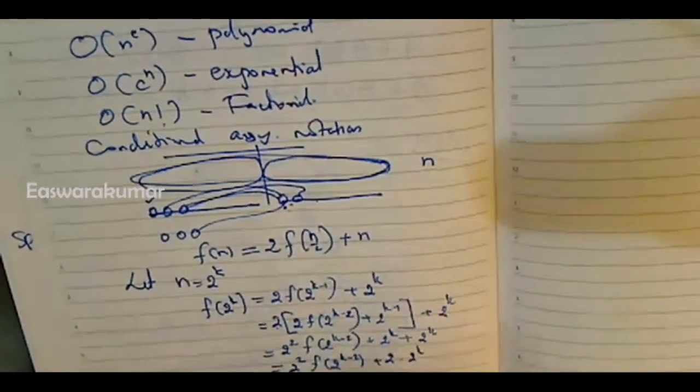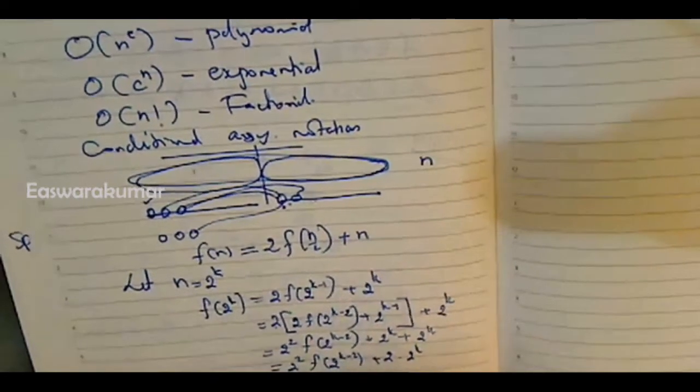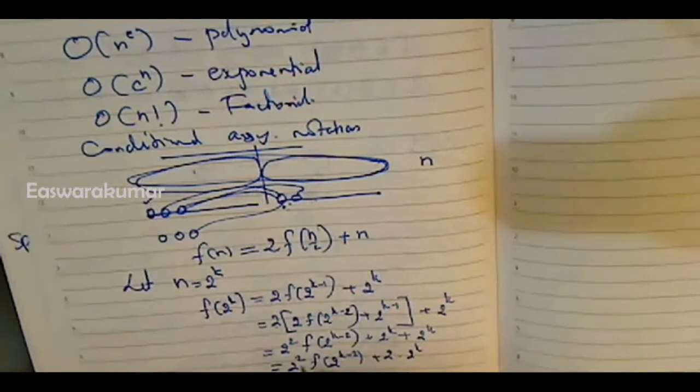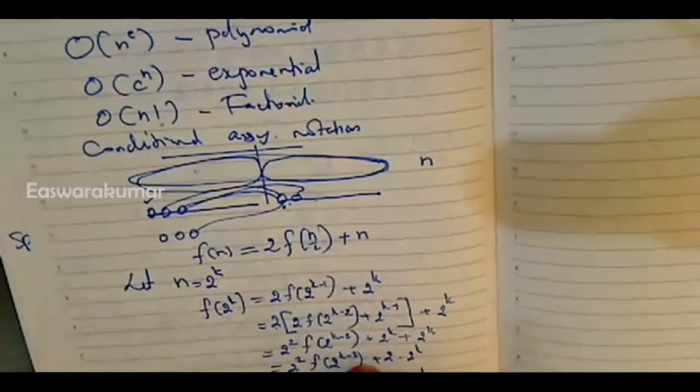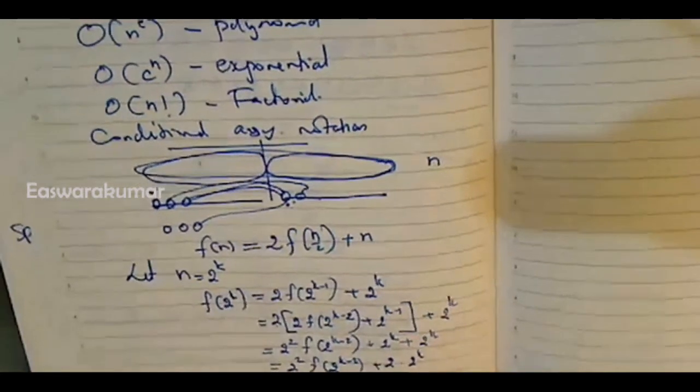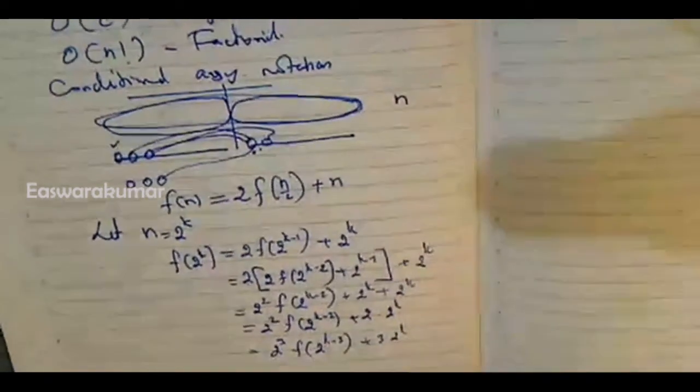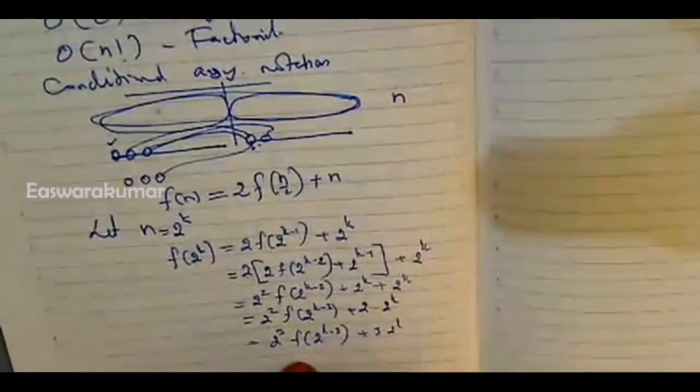So similarly, if you apply next time, again if you apply that, you can get something like that. So one more time, and once you apply it will be 2 power 3, f of 2 power k minus 3 plus 3 times 2 power k. So this is what you get. Anyway, you can apply and check later, right?